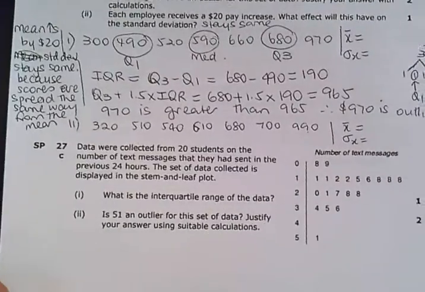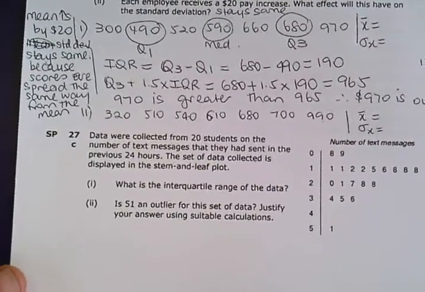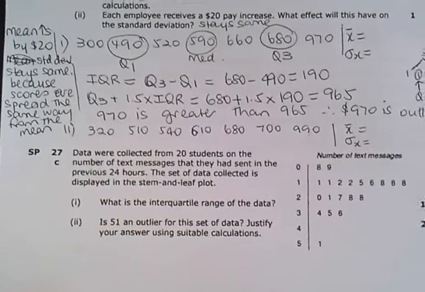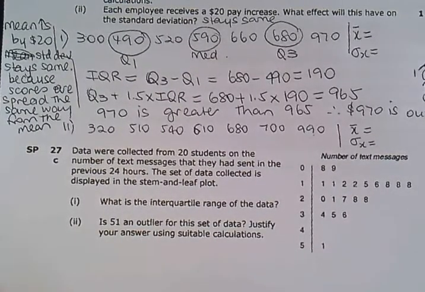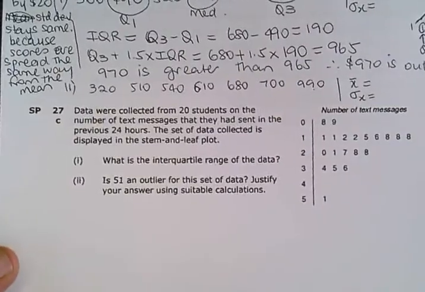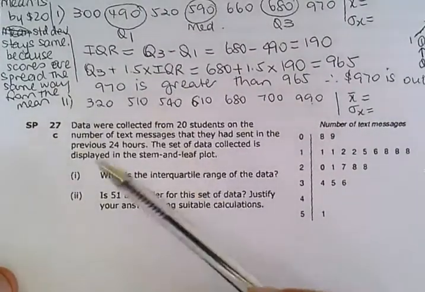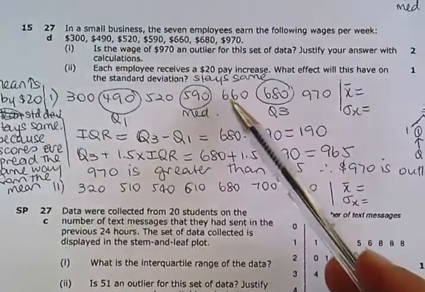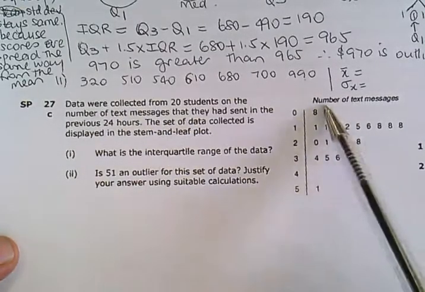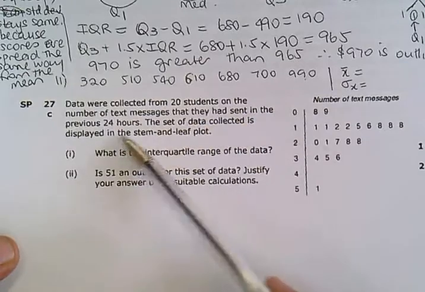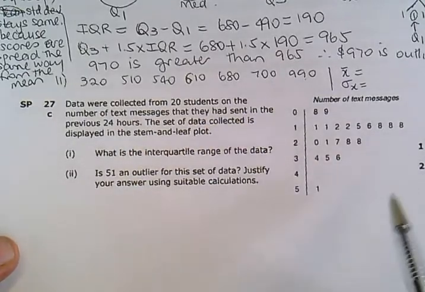They just happen to be 20 marks higher, so the mean will be higher by 20, but the standard deviation stays the same. All right, next question, specimen paper, question 27C. So these are both HSC questions, all right? Data was collected from 20 students, so we know that there's 20 there. Number of text messages. So, let's just have a look at the data, by the way.